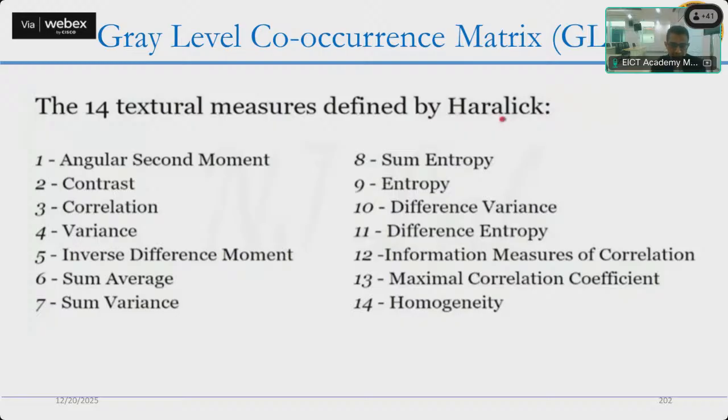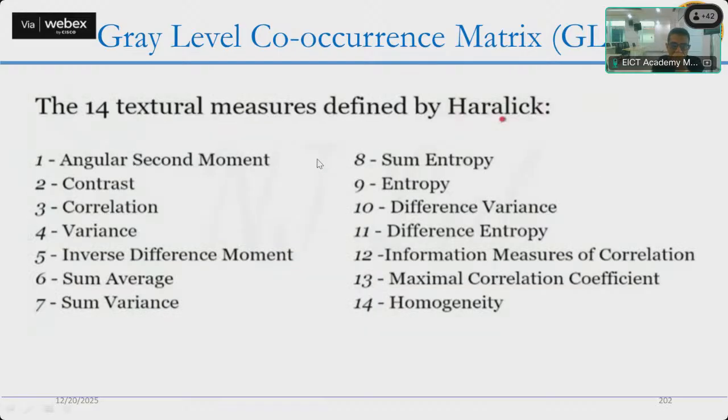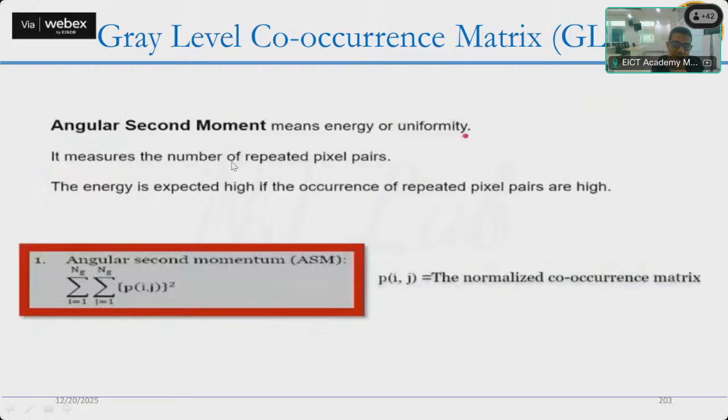Again, see these different features. Whenever we go for these automatic things, we can calculate the mathematical parameters. Angular second moment is what we are saying. What is basically the first feature? Angular second moment is energy or uniformity. It means the number of repeated pixel pairs. The energy is expected to be high if the occurrence of repeated pixel pairs is high. What is this P(i,j) value? That is basically the normalized co-occurrence matrix.